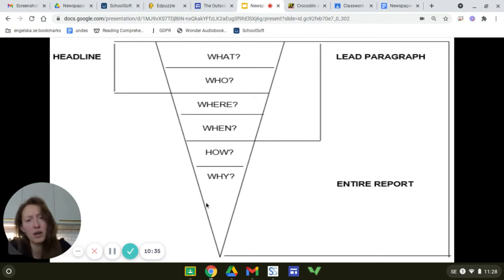All right, so I don't know if this will help you, but the headline of an article usually answers these questions, what and who. The lead paragraph usually answers these questions, who, what, when, where. And then the rest of the report makes sure that all of the answers are there. All of the questions are answered to the story.